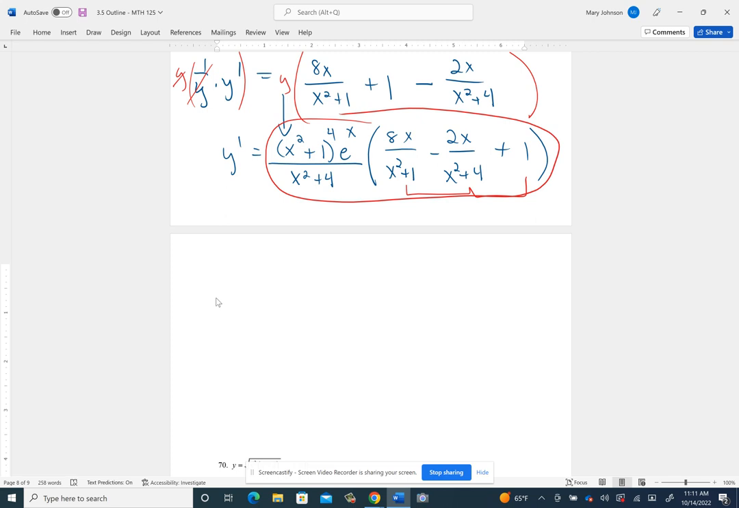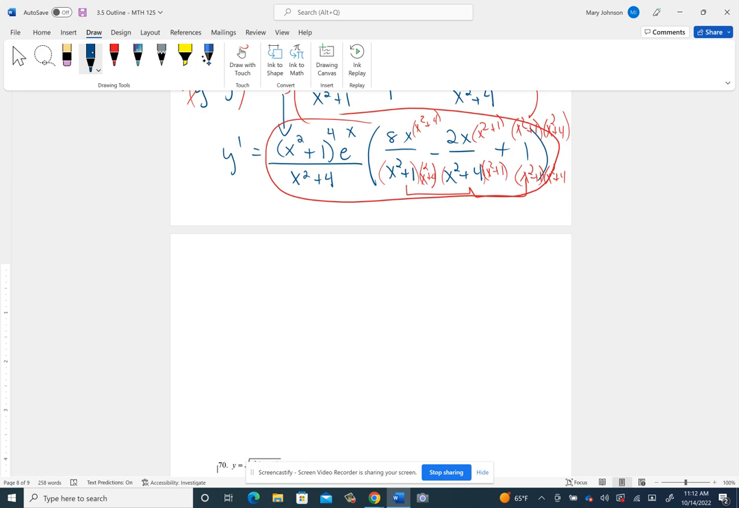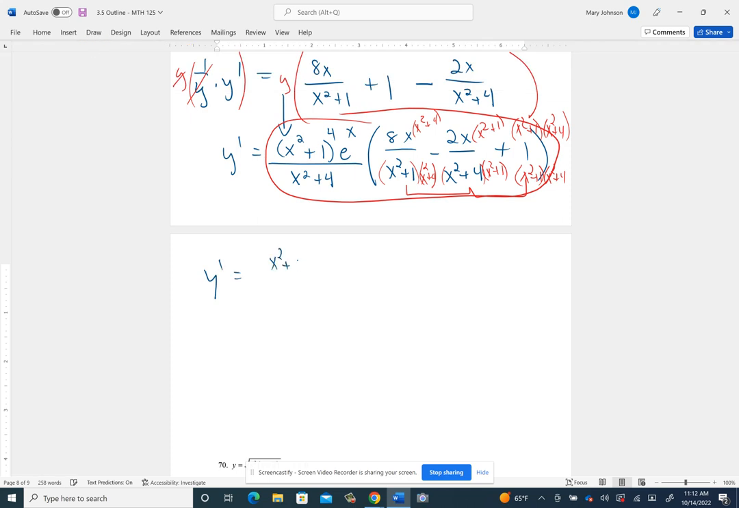This is the simplifying. So what I'm going to do is look for a common denominator. This one would have to get multiplied by x squared plus 4, top and bottom. This one by x squared plus 1, top and bottom. And then the 1 would have to get multiplied by x squared plus 1, x squared plus 4, top and bottom. So I wind up then with y prime equaling all this.